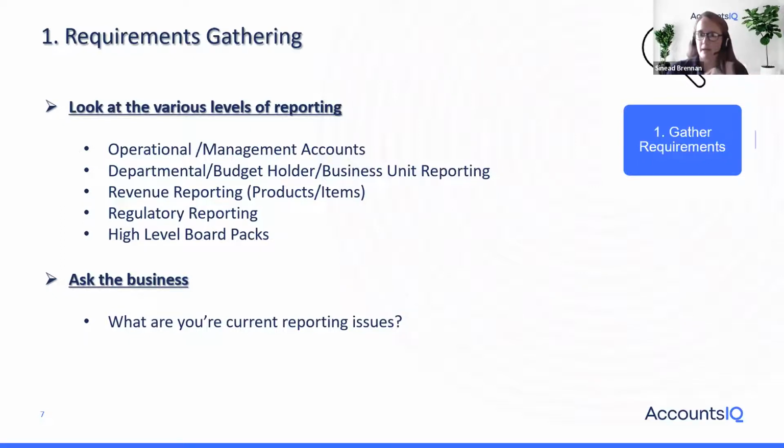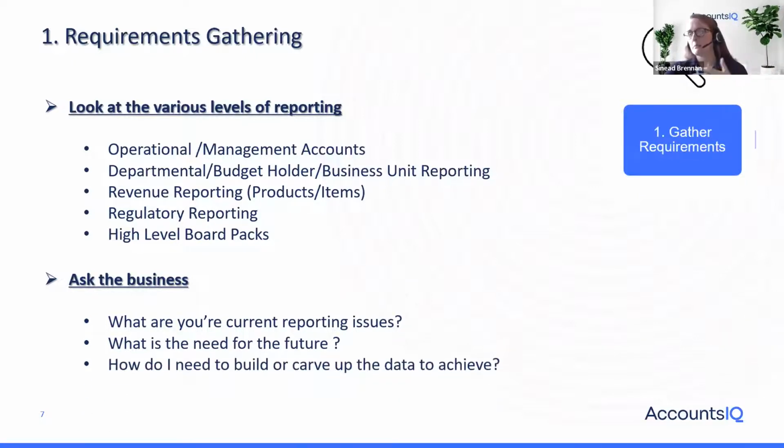Like, it's manual, I'm preparing it in Excel. It's not giving me this, it's not giving me that. And look at the gaps really. What is needed in the future? Okay, and how do I need to build or carve up the data to achieve this? How do I need to structure the chart of accounts? My coding, which I know in AIQ we call BI codes, the terminology and dimensions.